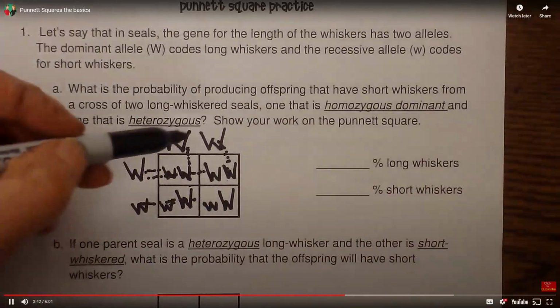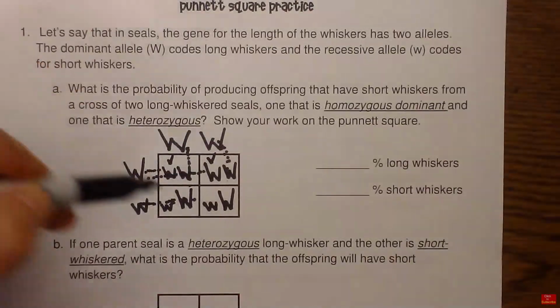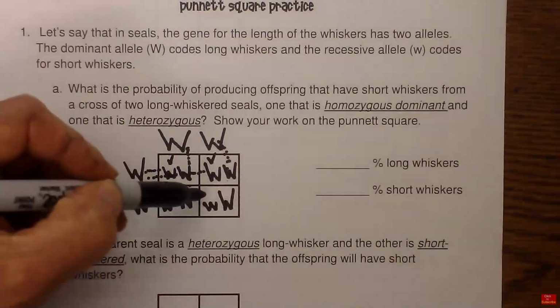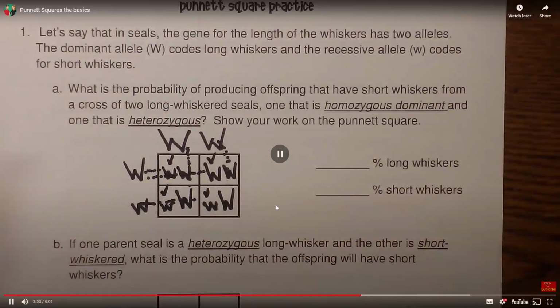So in this, you're going to get long whiskers, long whiskers, long whiskers, and long whiskers, because all of them have a capital letter. Okay, can you spot what he did wrong? He did not put the capital letters first here. You always put the capital letter first.